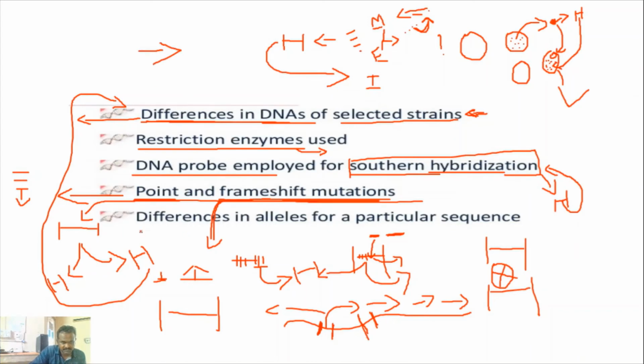And also one more point is difference in the allele. I already told you, difference in the allele means different linkage. We find out whether it is linked or not linked. This is found out by the RFLP. So majorly three points are important: homology between the DNA, point mutation and frame shift mutation, and the linkage.